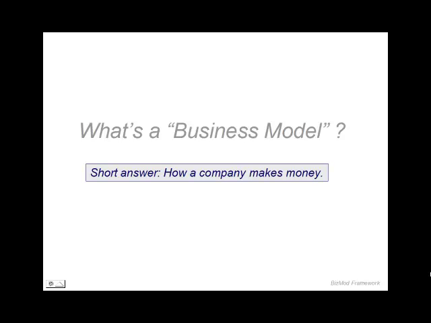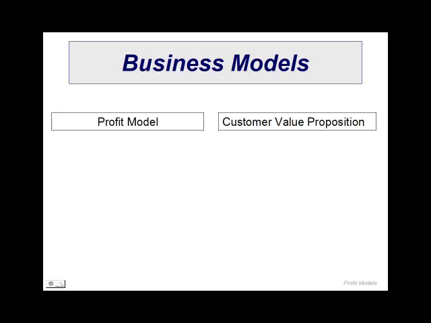Cutting to the chase, the answer might be it's how a company makes money. Now, that's true, but most interviewers might consider that to be just a tad glib. So, let's dig just a little bit deeper. In essence, a business model has got two components, a profit model and a customer value proposition. If you're missing one of those two components, you don't have a complete business model, period.